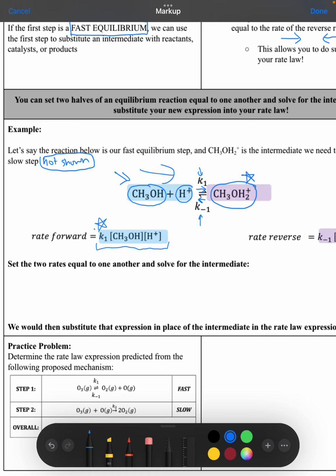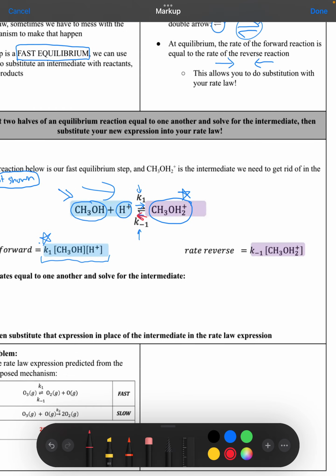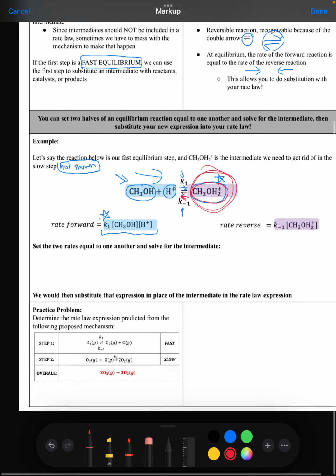However, if I were to write a rate law for the reverse reaction going the other way, I would use that the rate of the reverse reaction is K sub negative 1 times the concentration of this, because that's the reactant for our reverse reaction, okay? Once I have that information, the fact that this is an equilibrium reaction means that I can set those two expressions equal to one another, and I can solve for the intermediate that I'm trying to get rid of somewhere else. So I'm just going to show you how that works real quick.